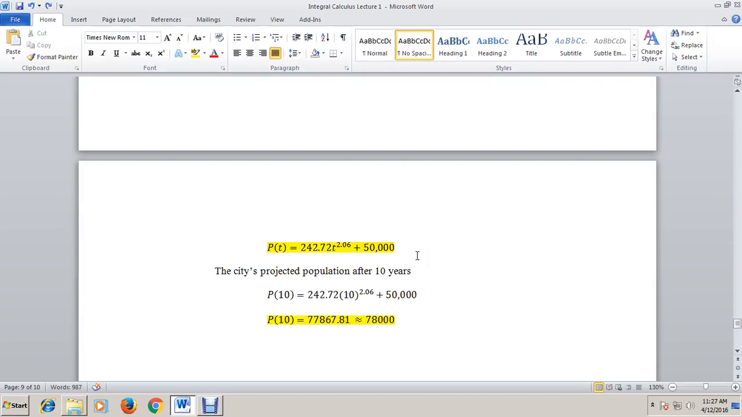Now, based on the projection, the city's projected population for 10 years is simply the substitution of 10 years in our expression. P of t is equal to 242.72 times 10 raised to 2.06 plus 50,000. In order to answer this one, you need to make use of your scientific calculator. You input 10 raised to 2.06, and you multiply that with 242.72, that would result into 27,867.81, so the population is approximately 78,000.